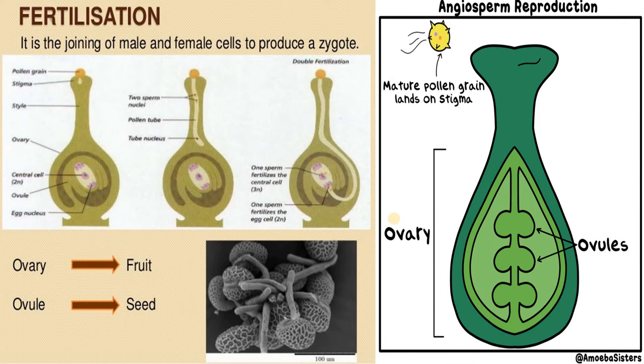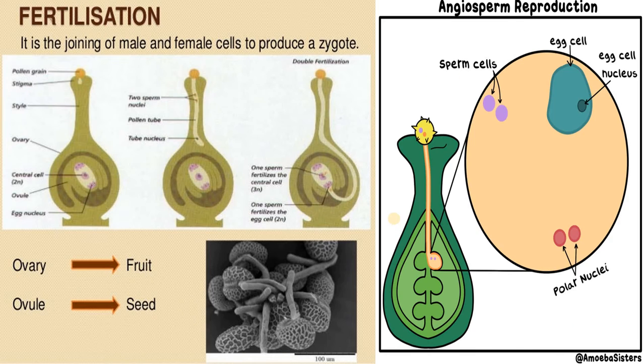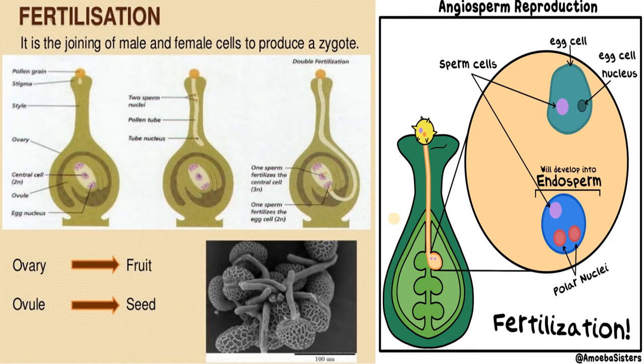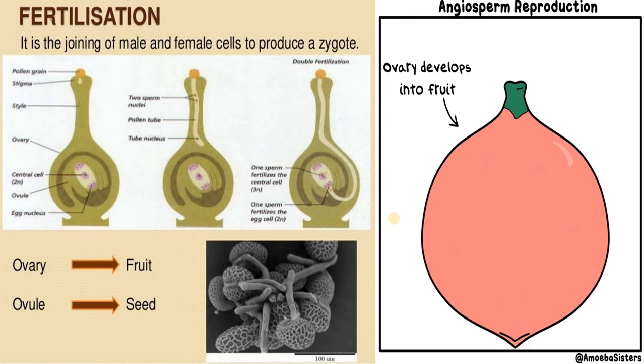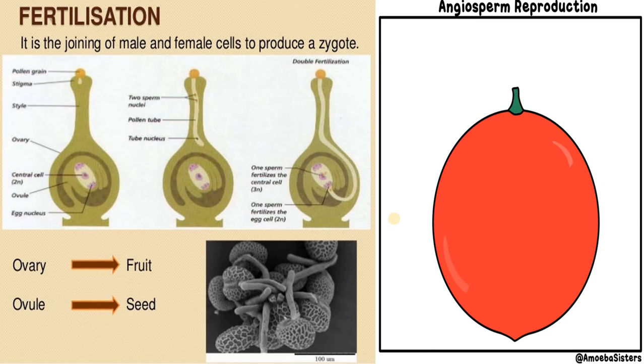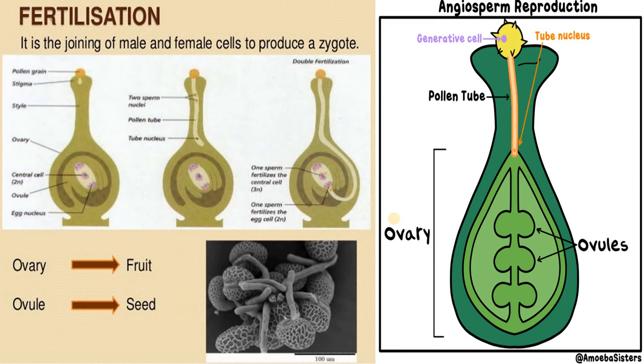Now, the next important process is fertilization. After pollination, what happens? The pollen grain falls onto the stigma of the flower, and the next step is fertilization. The process in which the male gamete present in the pollen grain fuses with the female gamete present in the ovule to form a new cell called zygote is called fertilization. In other words, the fusion of male and female gametes to form zygote is called fertilization.